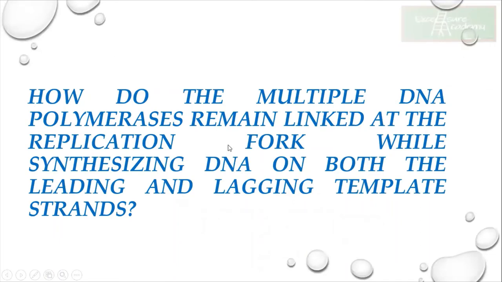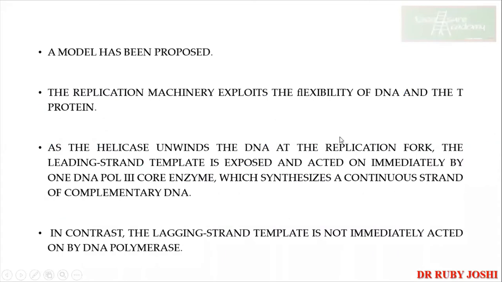So how are the multiple polymerases linked at the replication fork while synthesizing DNA on both the leading and the lagging template strands? How does it happen? A model has been proposed, and it came out to be true. Many people have made animations to give a clear idea about it. So this T is the tau protein. As the helicase unwinds the DNA at the replication fork, the leading strand template is exposed and acted on immediately by the DNA Pol III enzyme, which is going to synthesize a continuous strand of complementary DNA.